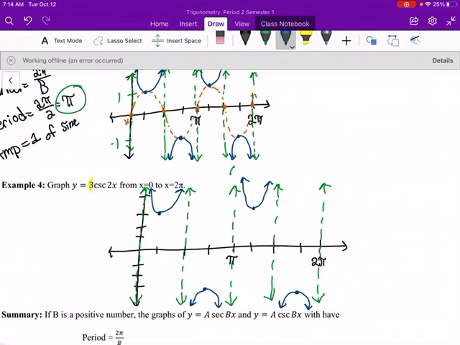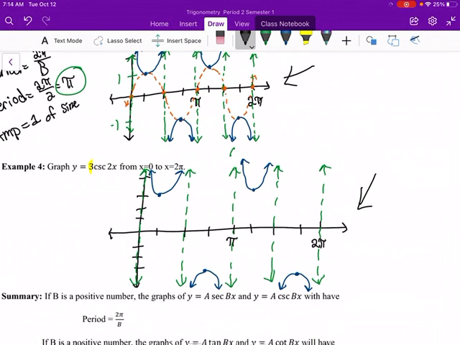So always start with your parent function if you have that, and then you can use that to do the multiplication of 3 in the front. But this is the same thing. You'll notice the periods are the same. The only thing that changed was where the maximum and the minimum points were.